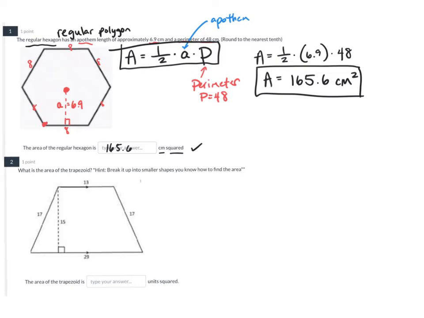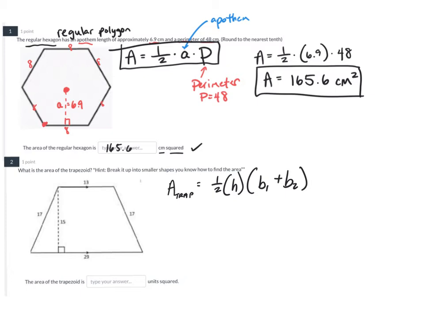What is the area of the trapezoid? You could break it into smaller shapes, because you're smart and you know things. Or you could use the area formula. The area of a trapezoid is 1/2 multiplied by the height multiplied by base 1 plus base 2.